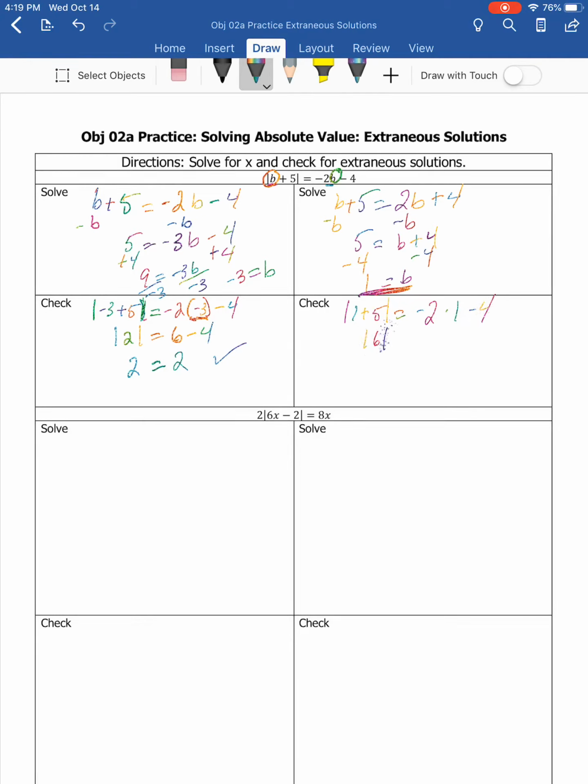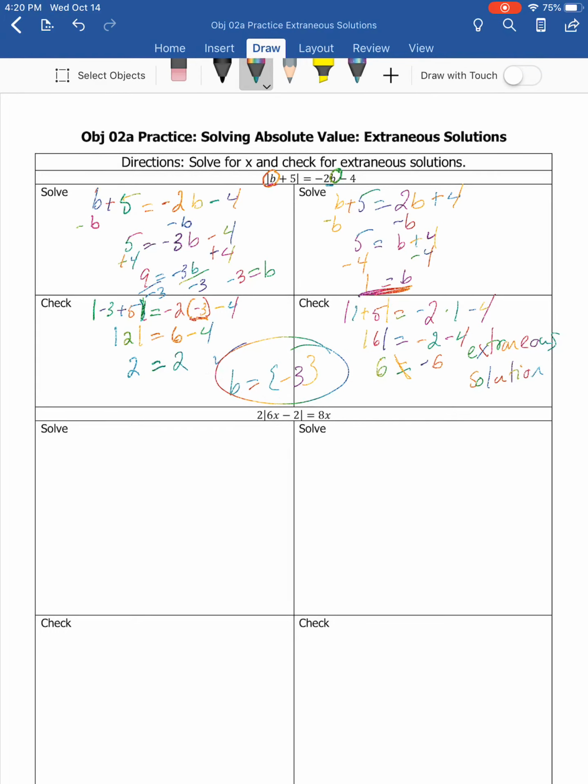1 plus 5 is 6. It's going to be negative 2 minus 4. The absolute value of 6 is 6. Negative 2 minus 4 is negative 6. They are not equal to each other, so this is what's called an extraneous solution. Okay, that's an extra solution. And so my only answer for this problem, in this case, b is only going to be negative 3.